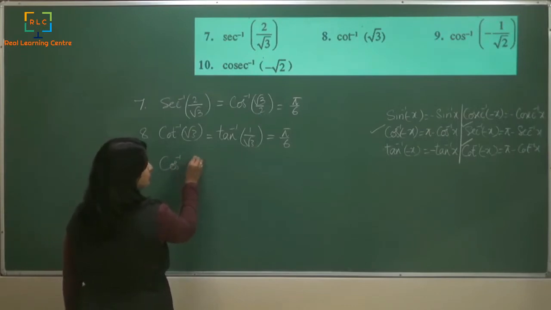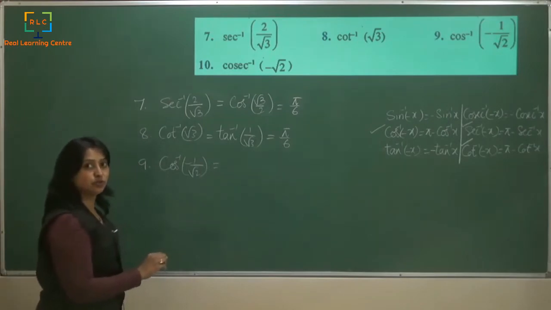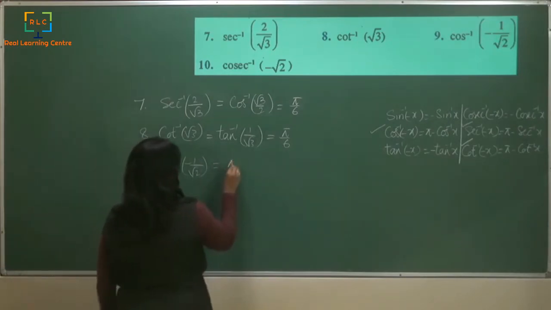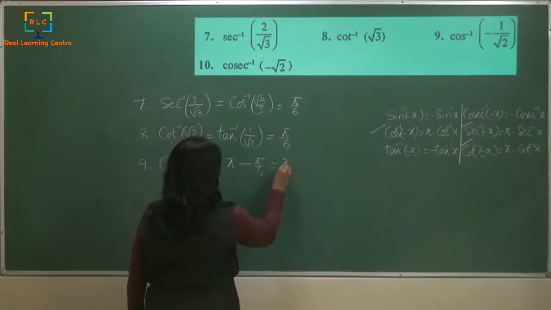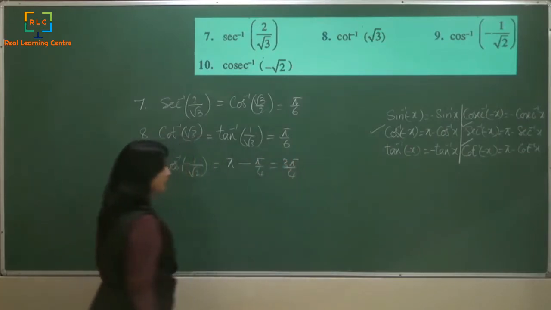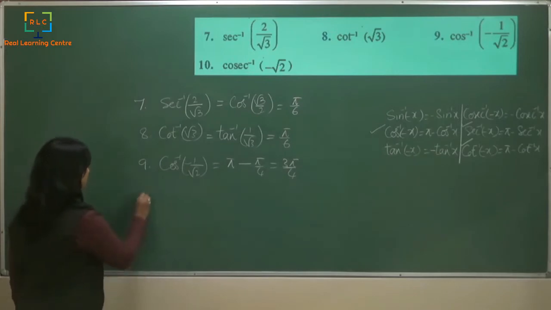Next, question number 9. Cos inverse of minus 1 by root 2. If you have cos inverse of a negative, once again you should go for pi minus. So pi minus cos inverse of 1 by root 2, and cos of what degree is 1 by root 2? Pi by 4. So that's equal to 3 pi by 4.